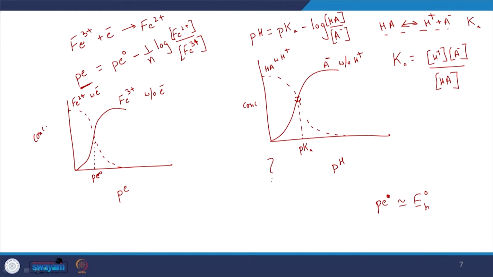So, why did I draw this particular graph first? Because we looked at this graph earlier multiple times, and the graph we are looking at now is similar to the graph on the right. What does it tell you when the pe is less? Pe is equal to minus log activity of the electron, a hypothetical value. Pe will be less when the electron concentration is high. So, when pe is less, that means reducing conditions prevail. When reducing conditions prevail, Fe2+ is the predominating form. And when you have high pe, oxidizing conditions prevail, and you can see Fe3+ is prevailing.